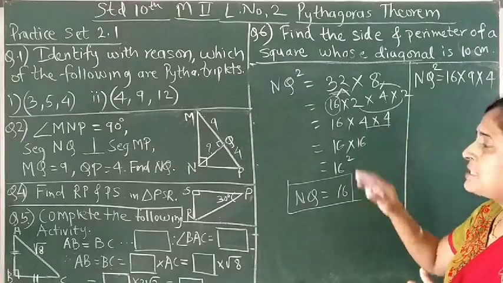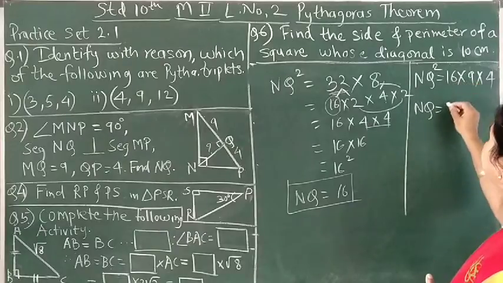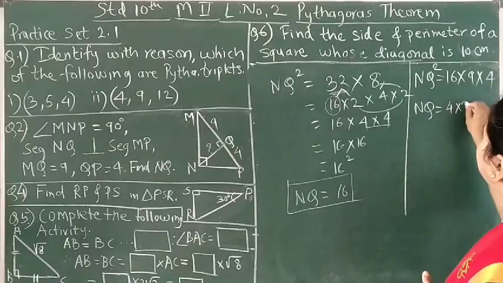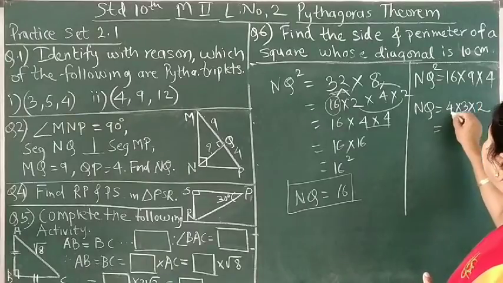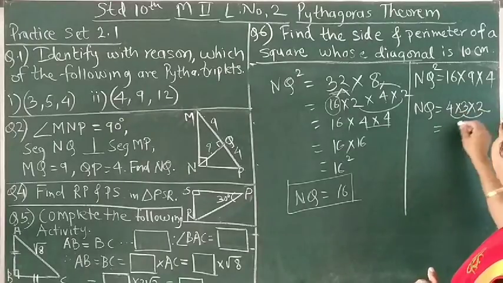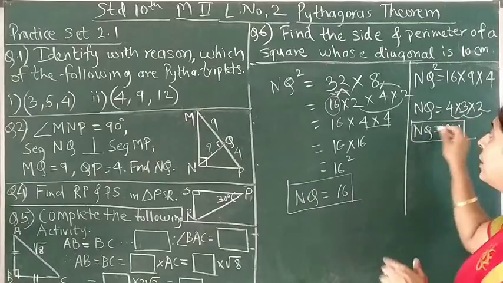Suppose you have got it in this way, then what you can do, you can take its square root. The square root of 16 is 4, the square root of 9 is 3, and the square root of 4 is 2. And that's why the product of these: 4 3s are 12, 12 2s are 24. So these are some other examples for other numbers.